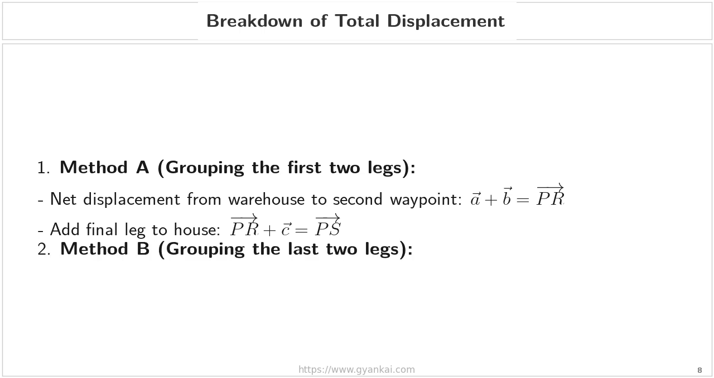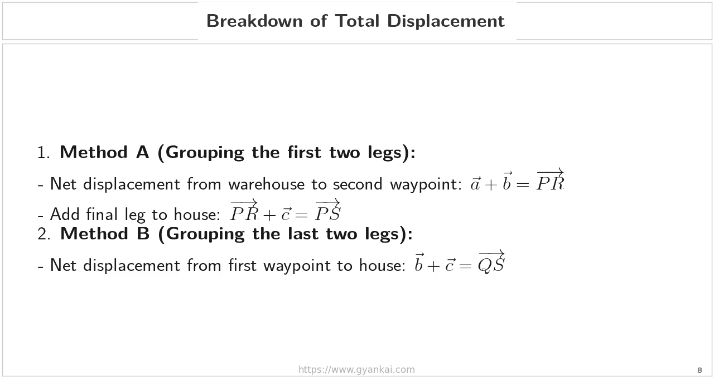Next, let's try method B, which is the alternative grouping. This time, we'll group the last two legs of the flight first. We calculate the net displacement from the first waypoint, point Q, all the way to the customer's house, point S. In notation, this is vector B plus vector C, which equals the vector from point Q to point S.